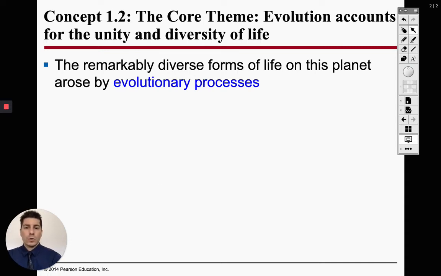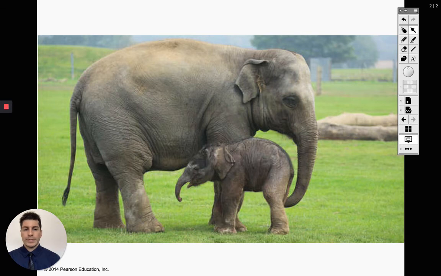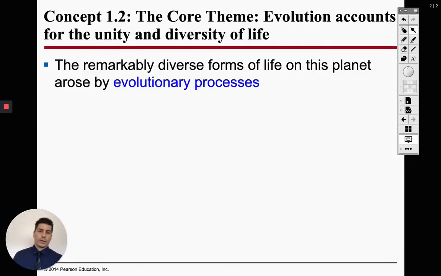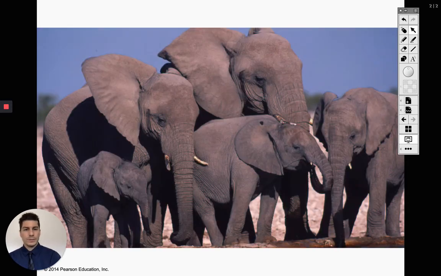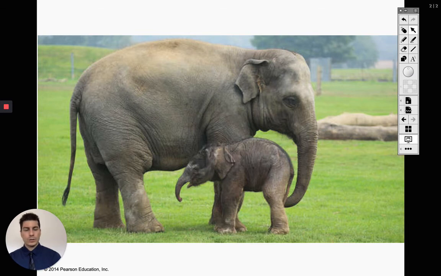So we're going to go over the difference between different elephants here, okay? We're going to talk about the evolutionary process between elephants. There are actually different types of elephants. I'm not sure if you guys know this, but there's these ones, and there's these ones. So this here is the Asian elephant. Obviously, they are in Asia, right?